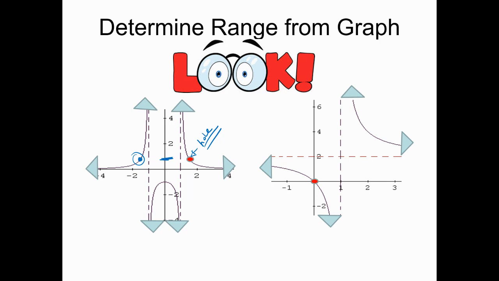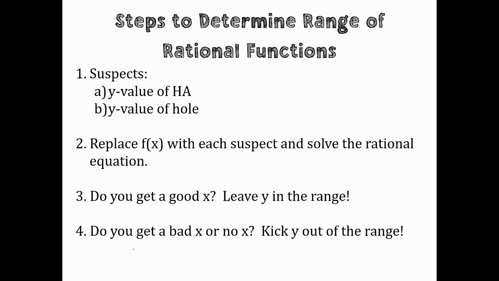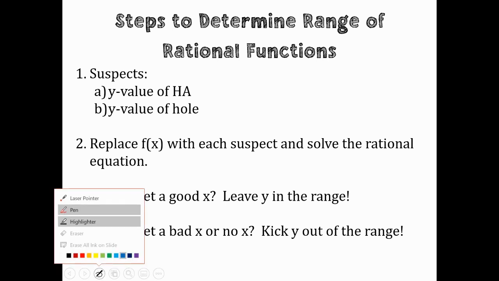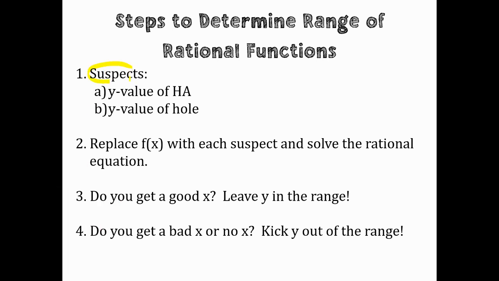And as you're seeing, we can pass through horizontal asymptotes because they are end behavior asymptotes. So we want to look at how we find that algebraically and not just rely on it graphically, because together they can give us a lot of resources to use. Here's what we're doing. We want to look at suspects. That is the y value of your horizontal asymptote, which could be more than one, and the y value of any holes. So you might be checking quite a few values.